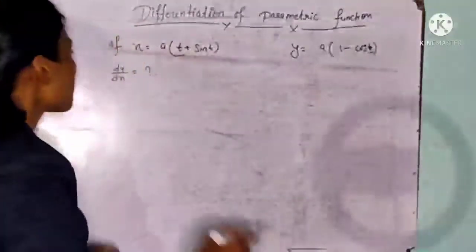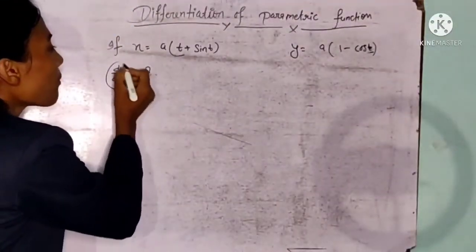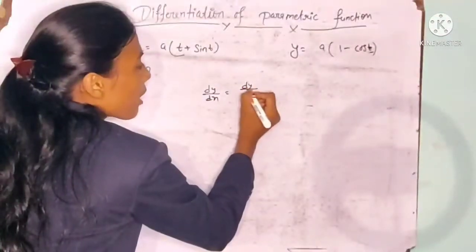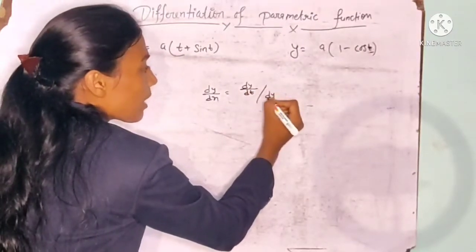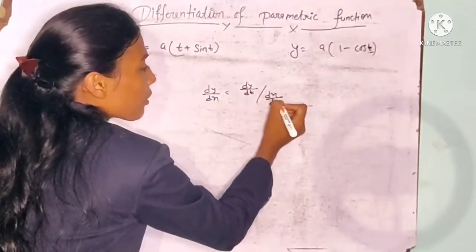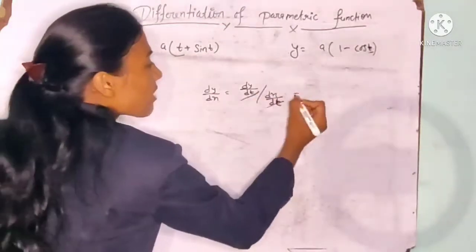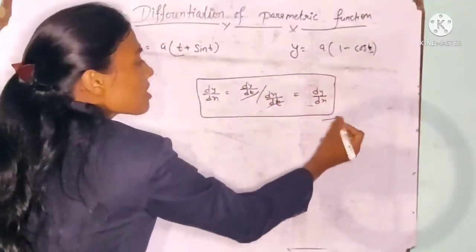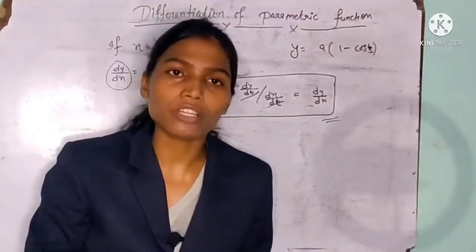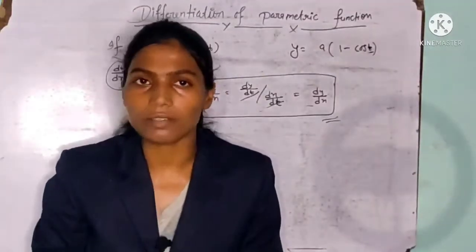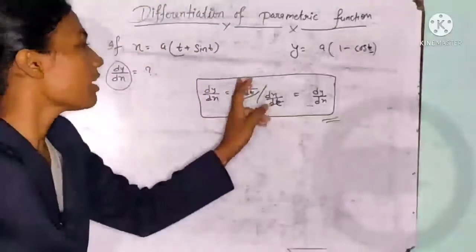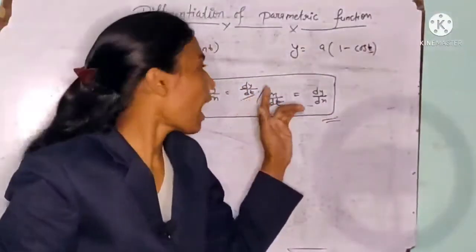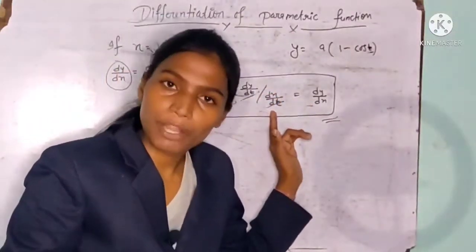Now that we know this is a parametric function, how do we differentiate? They are asking for dy by dx. I can write dy by dx equals dy upon dt divided by dx upon dt. The dt gets cancelled and we get dy by dx immediately. This is the best rule for differentiating, otherwise deriving, a parametric function. So how do we find dy by dt? We differentiate y with respect to t, and next differentiate x with respect to t.